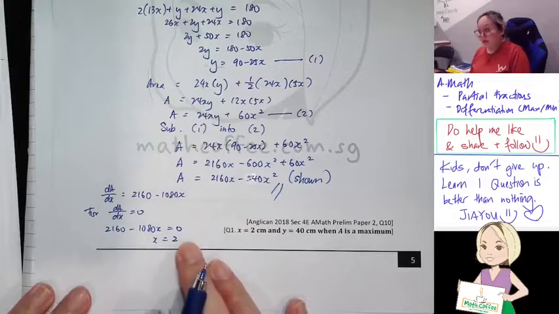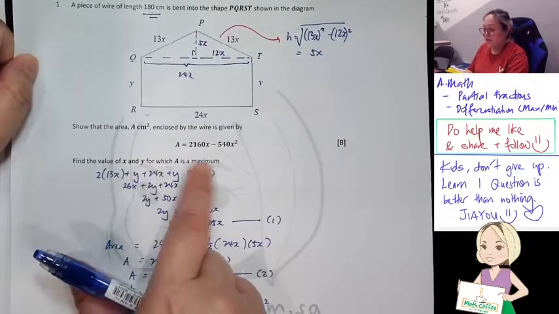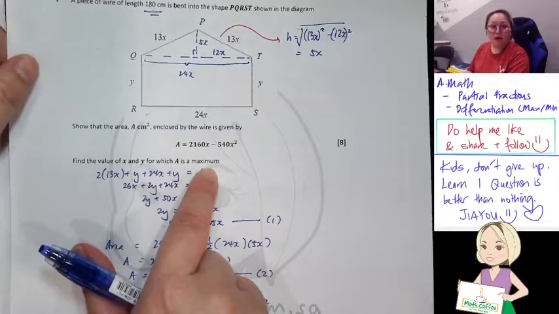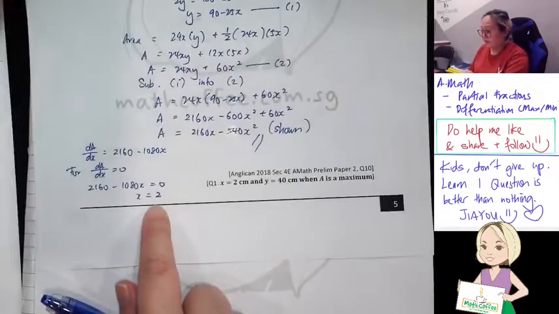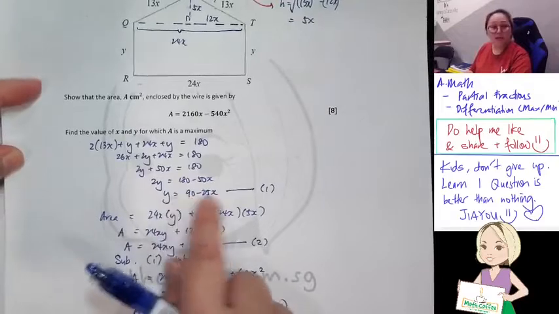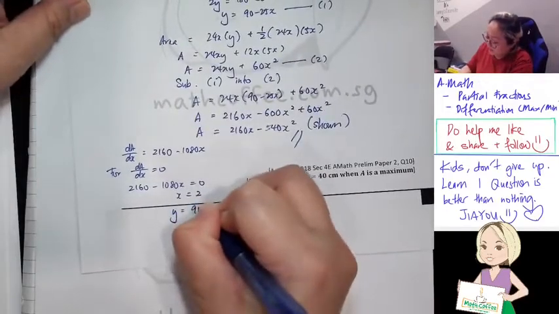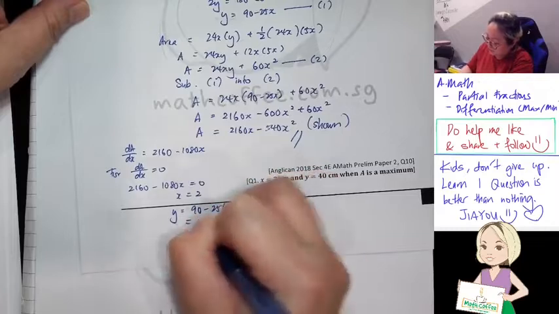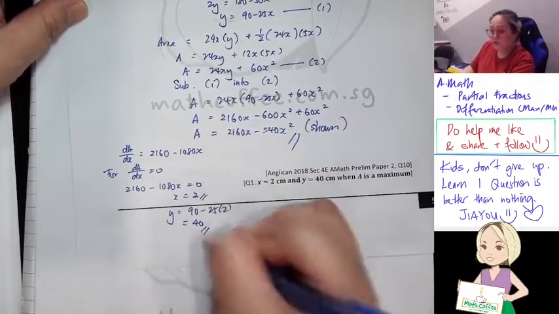So it means that, look at the question, they ask you to find the value of x and the y for which A is a maximum. So after I find my x, I need to find the corresponding y as well. I already have my x, and where's my y? My y is just 90 minus 25x. So my y is 90 minus 25x, and we get 40. So I already solved my x, I already solved my y.